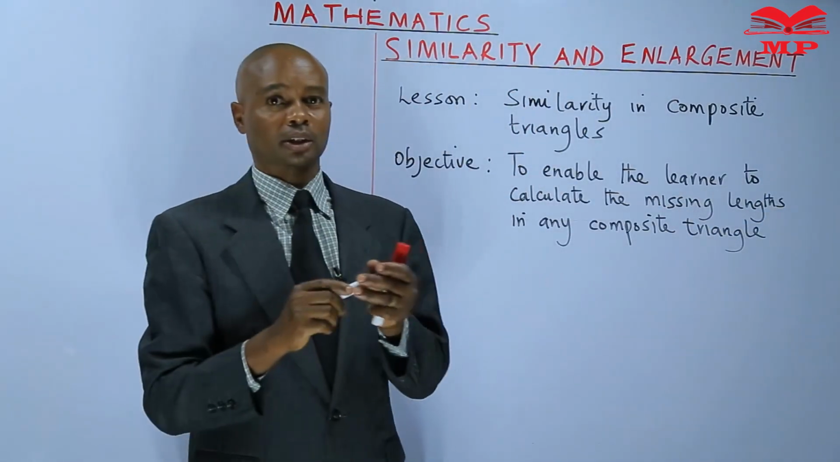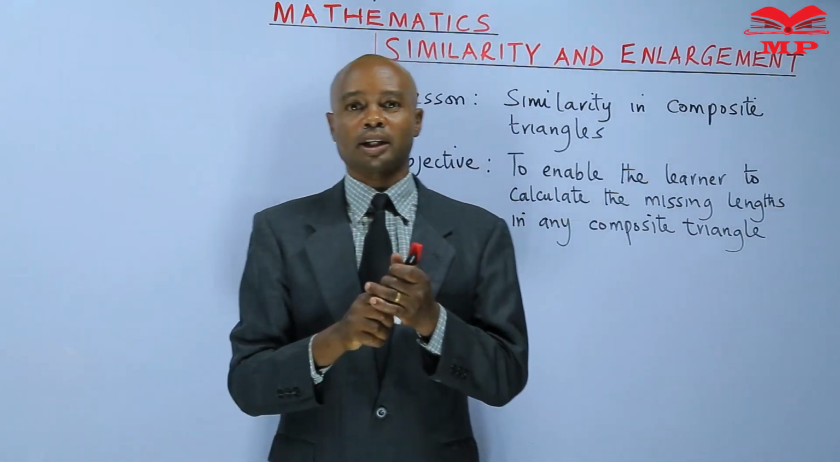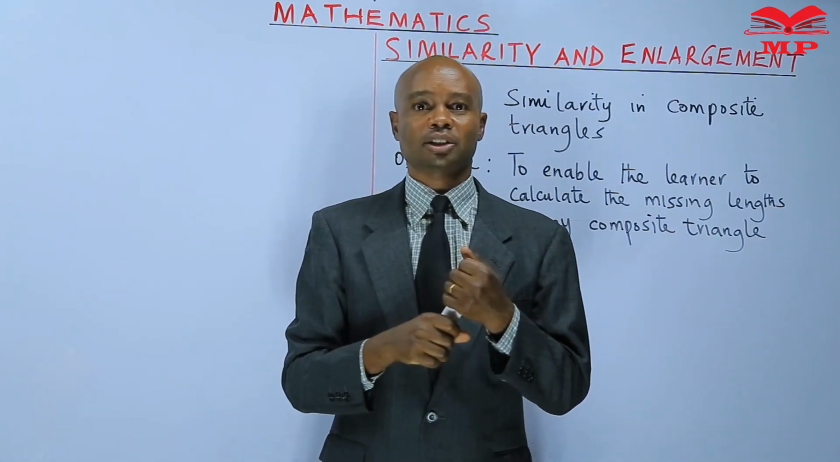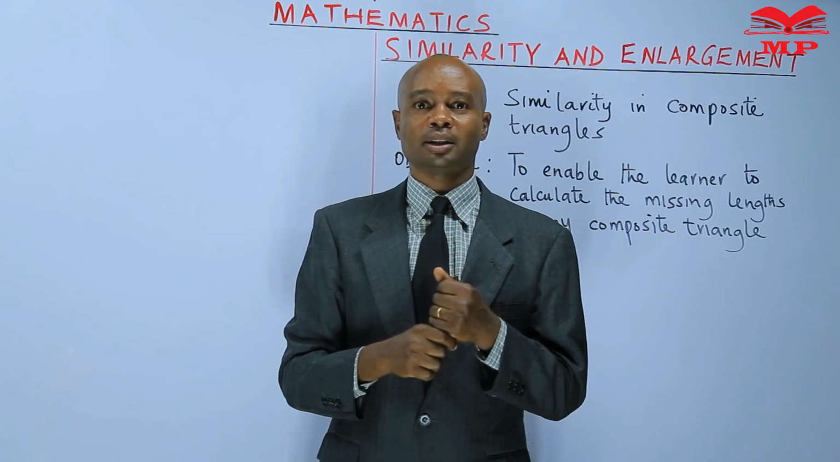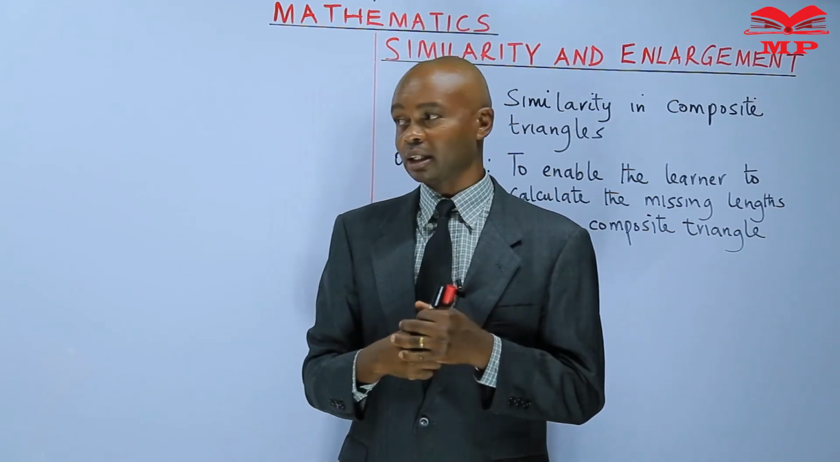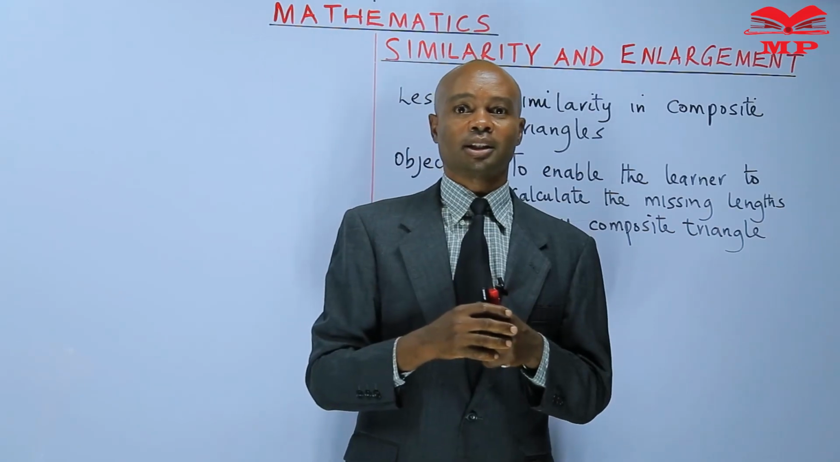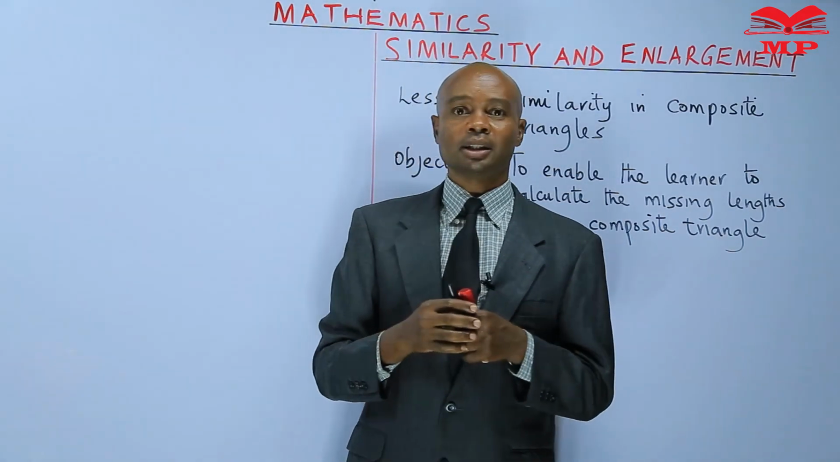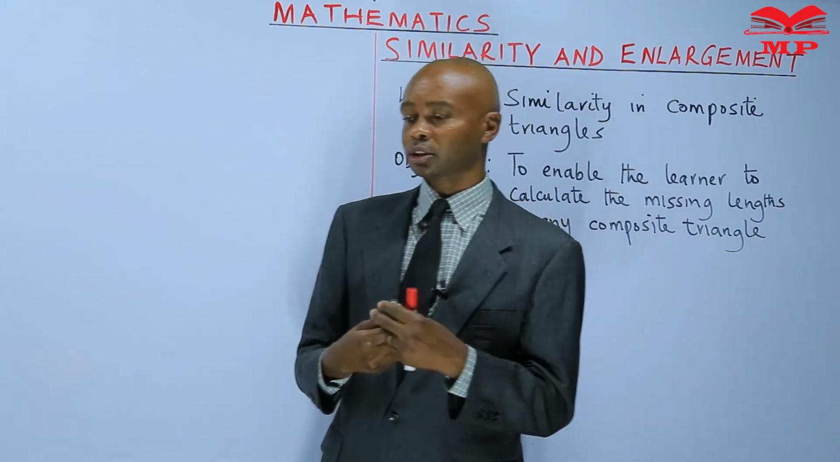So a question will come, which is this composite triangle? It is a triangle from which you can get at least two or more triangles that can be similar, and there are some properties we shall see that make those triangles similar. So we shall go straight to an example.